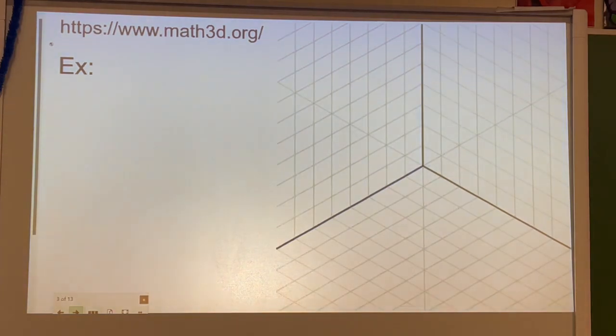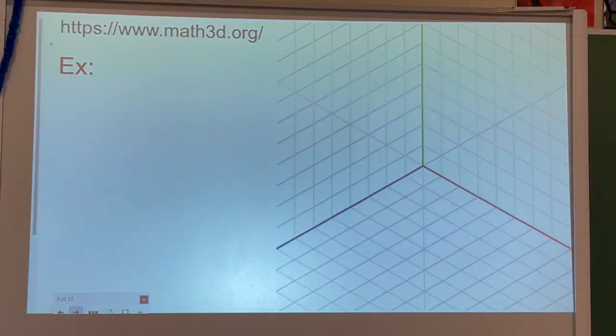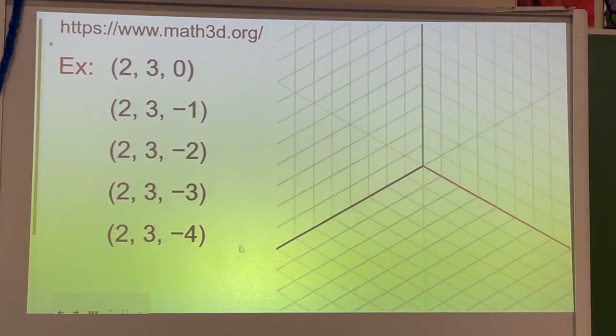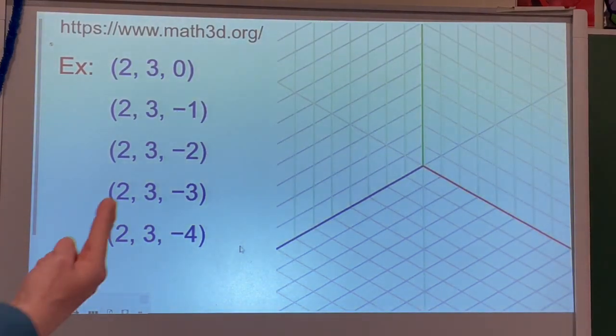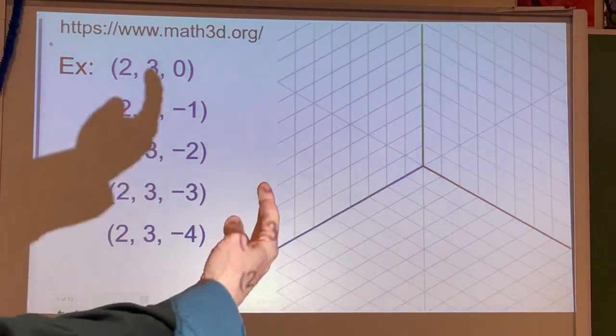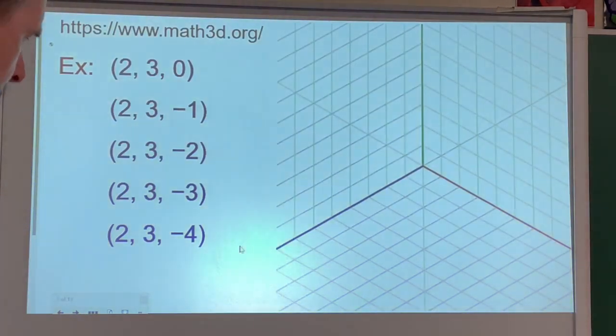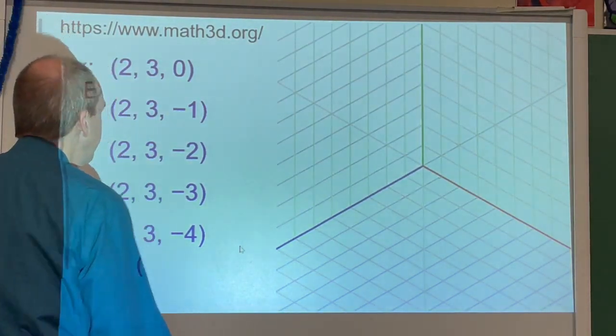So if we take a look at plotting some points in three-dimensional space, sometimes what we use is isometric paper, where it has a bunch of little spaces in it that we can fill in, and we can try and graph these. All right, so we'll start with just a few points. And what I want to do is take each of these. You'll notice the X and the Y are the same. The Z value is changing. And I want to do that in math3d.org's website so we can see what's happening.